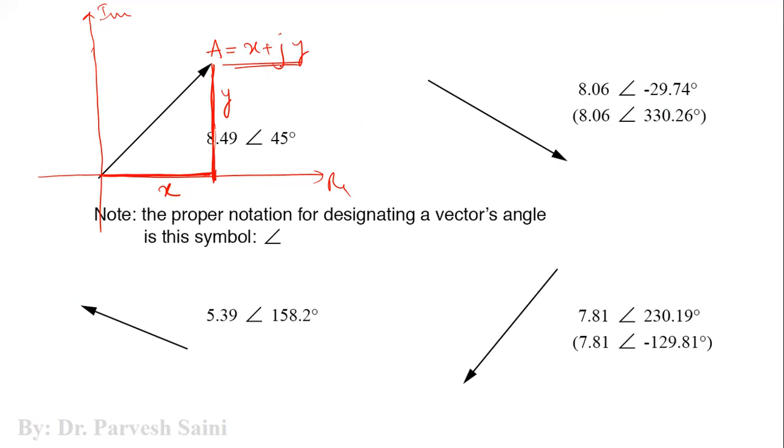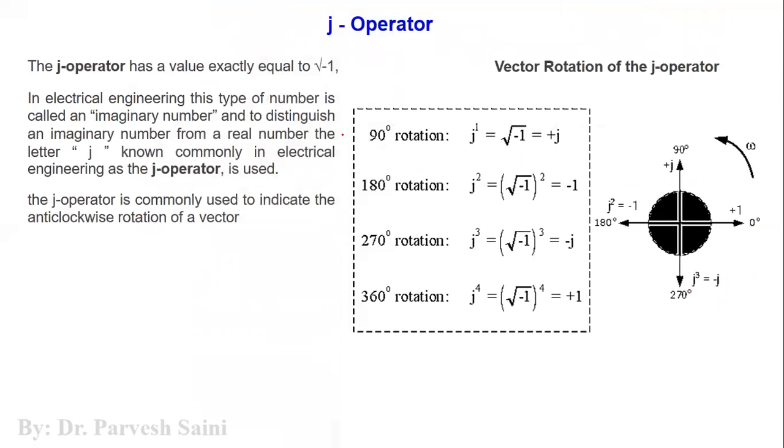Okay, so where the magnitude of A is 8.49 and the angle is 45 degrees. Now the j operator, which is very important. As we know, most of the AC quantities have complex nature.